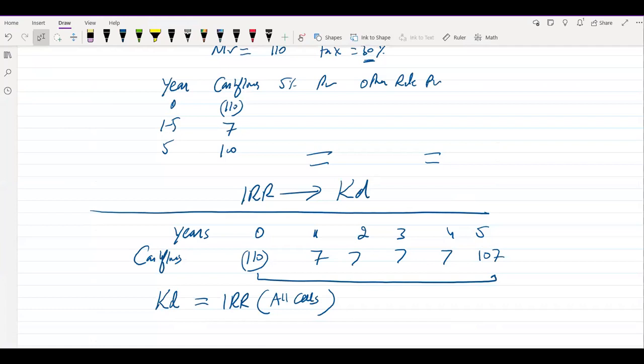Okay, there is a question that whenever you want to calculate the market value, always take before tax. Discounted before tax; we do not take tax in the discounted market value. And whenever you want to calculate the Kd, always take after-tax interest. That's the rule.